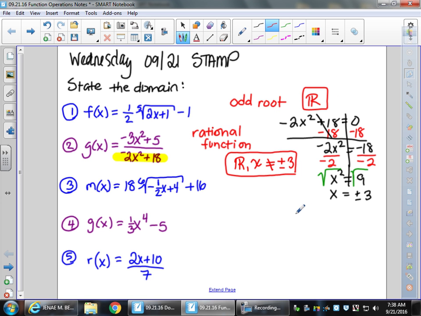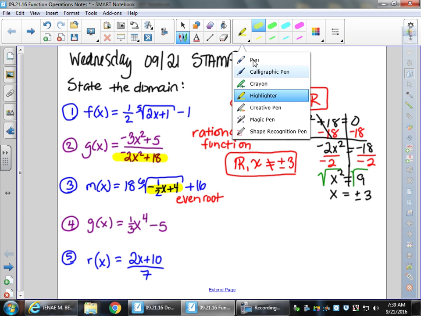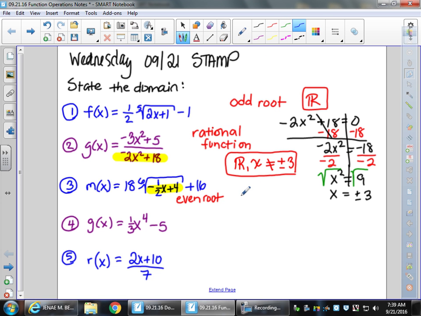Oh, right. Number 3. There is a restriction. Why? Even root. What piece of this am I going to pay attention to? Not a square root, this would be called a sixth root. Or in general, we can just say radical sign. So we pay attention to what's only under the radical. What am I going to do with that piece? Yes, greater than or equal to 0, and we'll solve this.